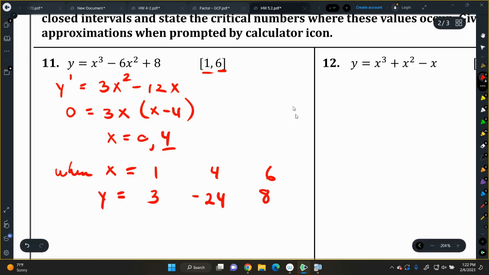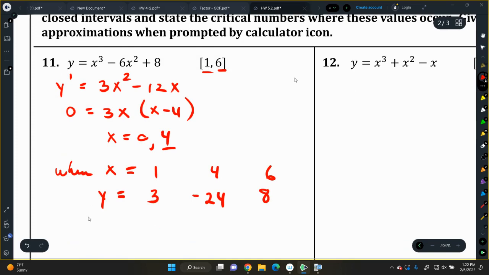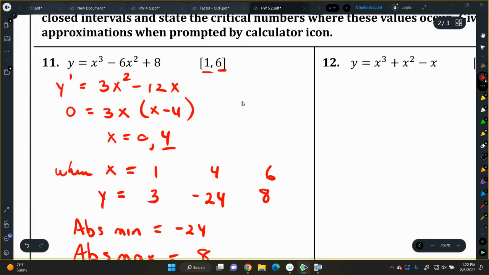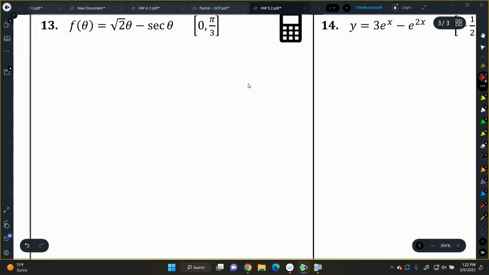This is asking for the absolute minimum and maximum. So it has an absolute minimum equal to -24, and an absolute maximum equal to 8. Everybody okay with that? Yes. Okay. We're going to go ahead and stop there.